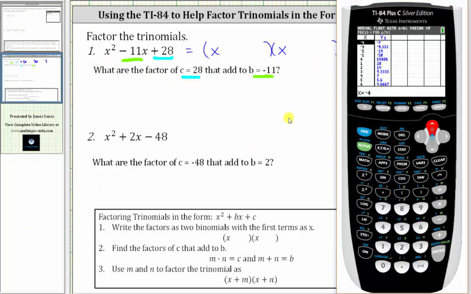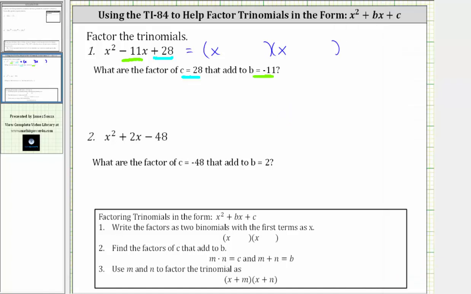So using the table feature, we found that negative 4 times negative 7 is positive 28, and negative 4 plus negative 7 is equal to negative 11, and therefore the two binomial factors of the given trinomial are x minus 4 and x minus 7. And remember, the order of these factors doesn't matter.